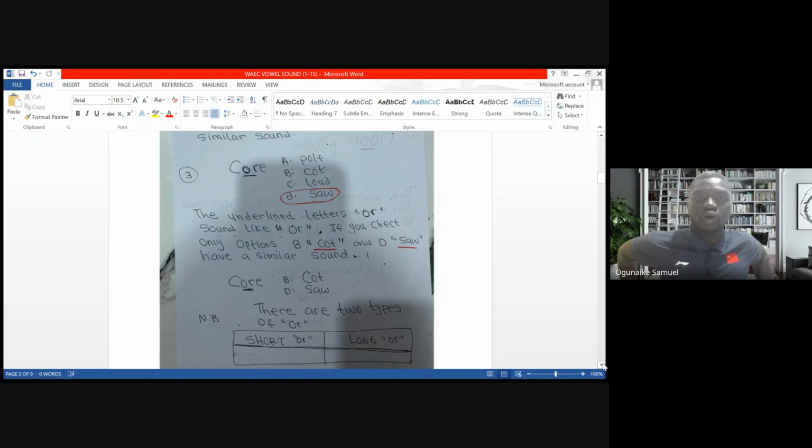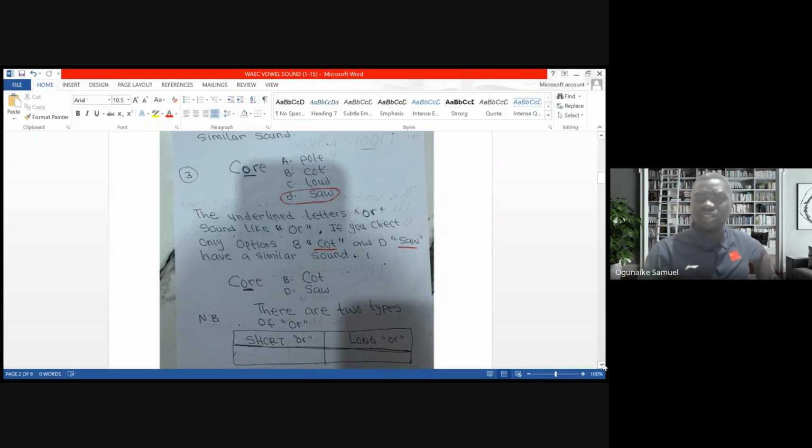If you look at this one, core, the OR sounds like or. A is pole, lie, out. Court, okay, understandable, it looks like or. Loud, lie, out. So that's why we said the underlined letters OR sound like or. If you check, only options B and D, B is court and D is saw, have a similar sound. Core. So the answer is either court or saw.